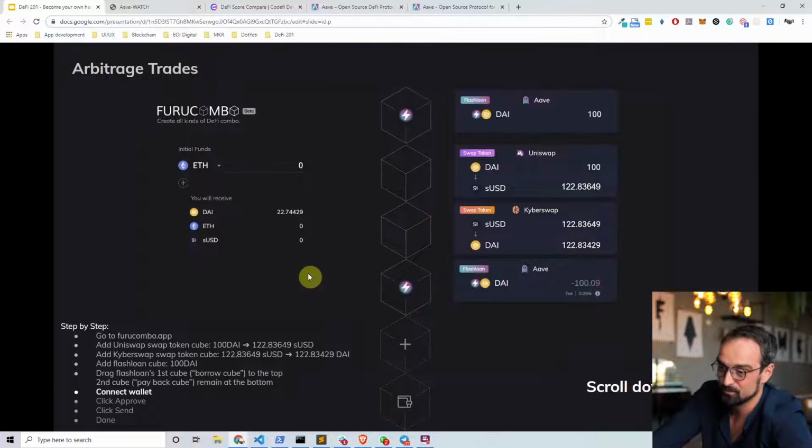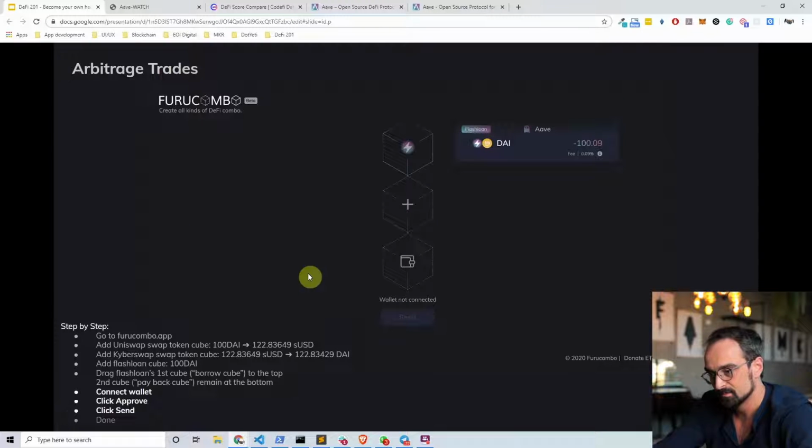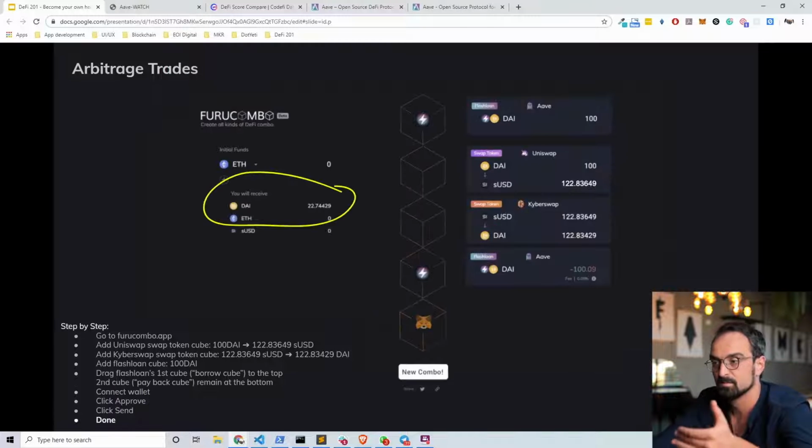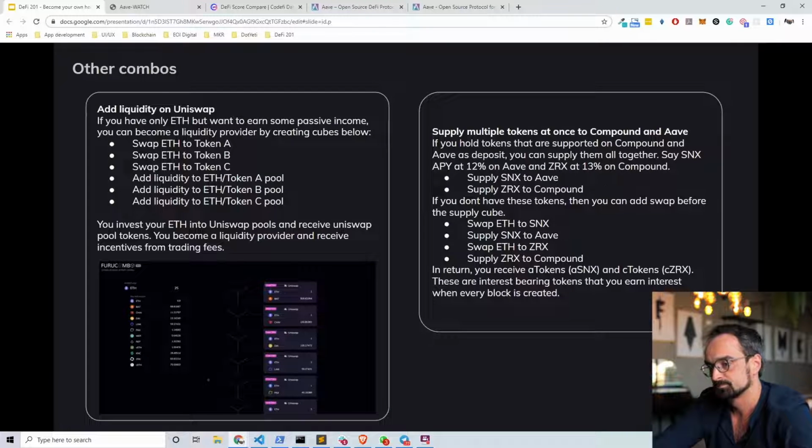I would really like to explore this more in depth with you guys in the forum and see if we can find some really cool yield hacking strategies by ourselves. All right, so here we go. And then we need to connect our wallet, and then we need to approve the transaction, send it. There we go. And then the profit is actually done and the profit is utilized.